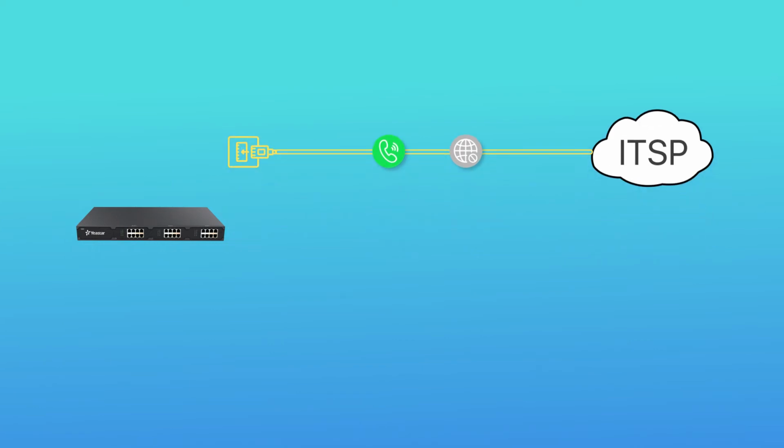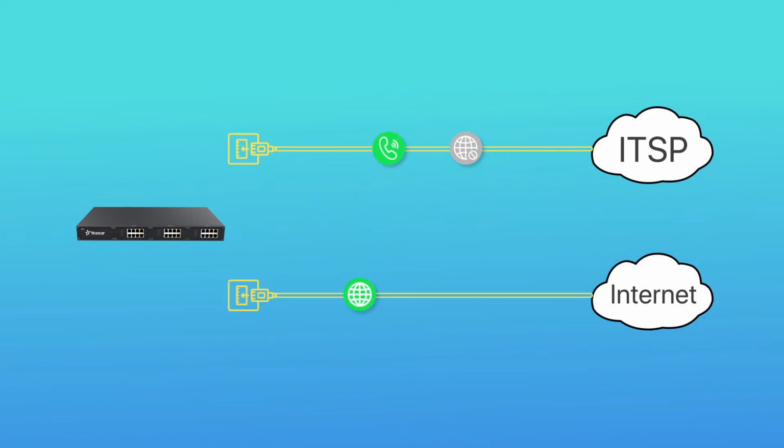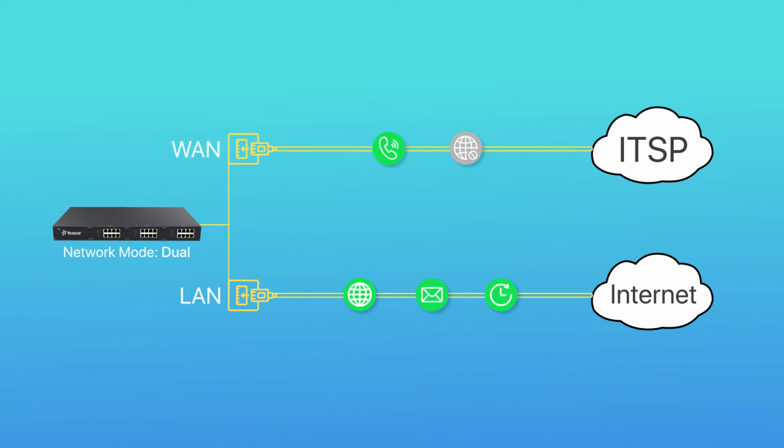To ensure the PBX can reach the internet to enjoy services like email and time synchronization, we need to have another internet cable connected to the PBX. In this circumstance, the S-Series PBX is required to be connected to two kinds of network at the same time. So both the LAN port and the WAN port on the PBX ought to be configured.